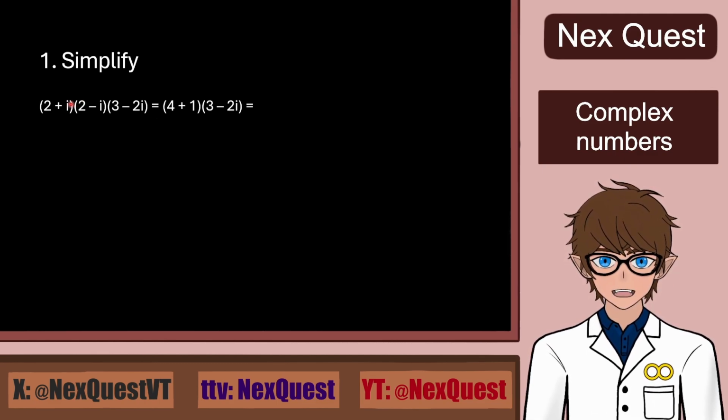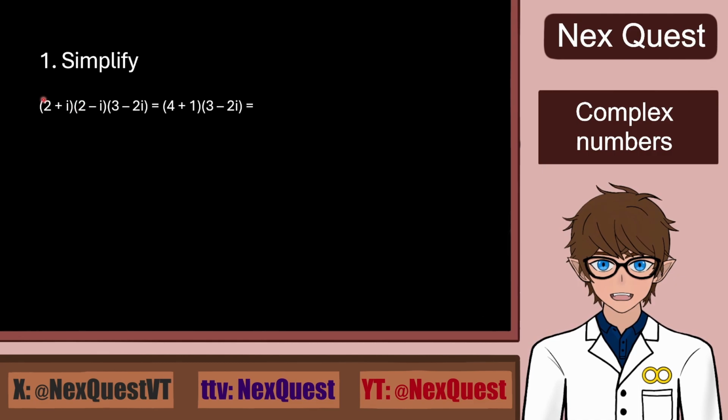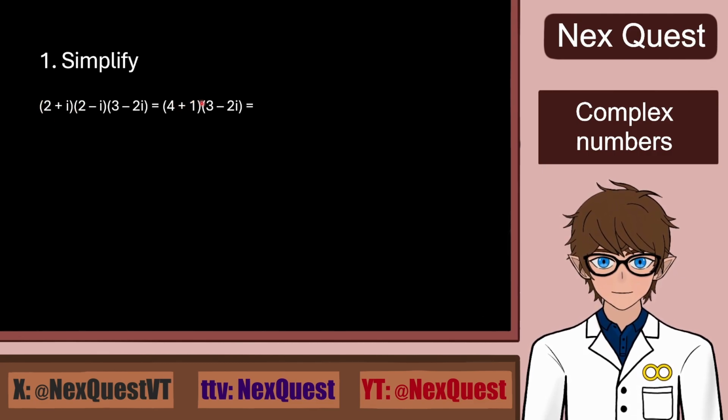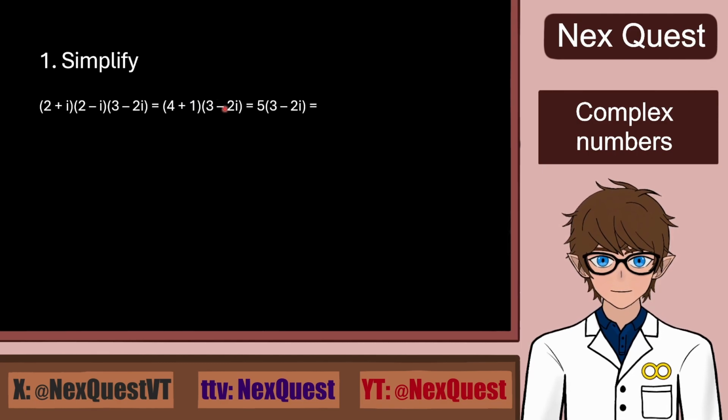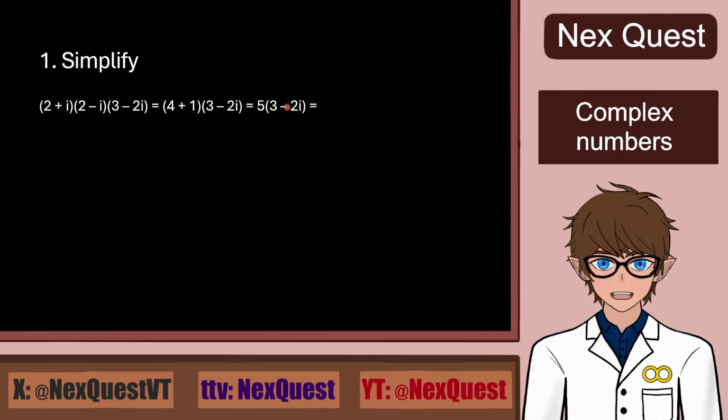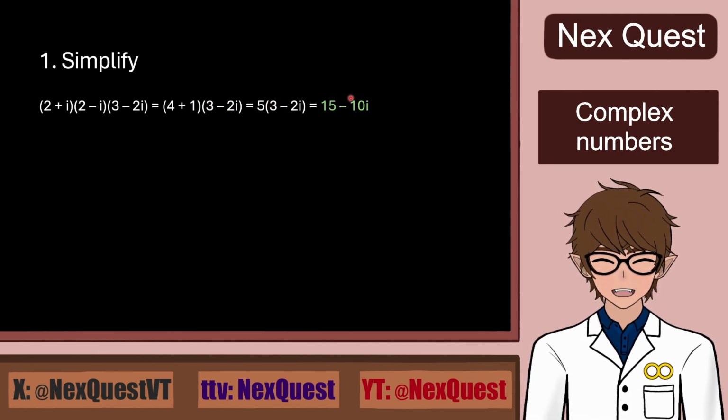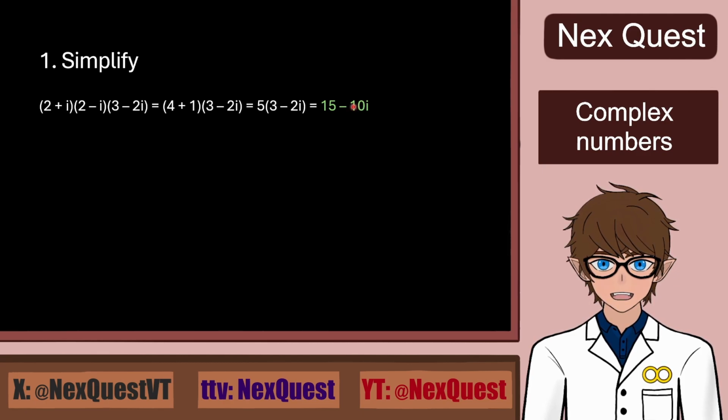So first we get the sum of the squares, so 2 squared plus 1 squared, this is 4 plus 1, and then we multiply that by the third number. So it's 5 times 3 minus 2i, and after that it's 15 minus 10i as the solution.